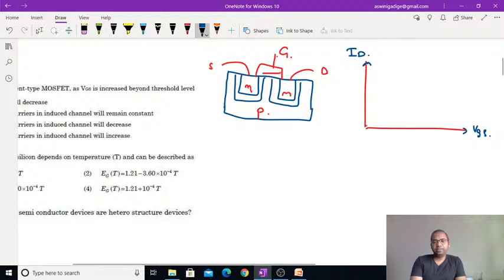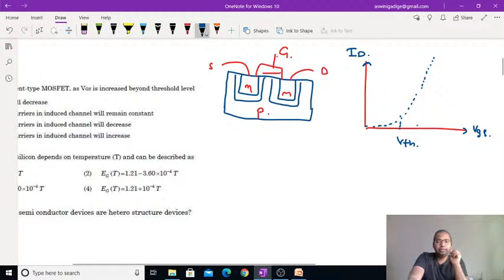So whenever the VGS is increased, the ID current will increase like this, and here you can take it as a threshold voltage. That means if the gate to source voltage, that is the VGS, is increased beyond the threshold voltage, my drain current is increasing. That we can observe from the transfer characteristics of the N channel enhancement type MOSFET.